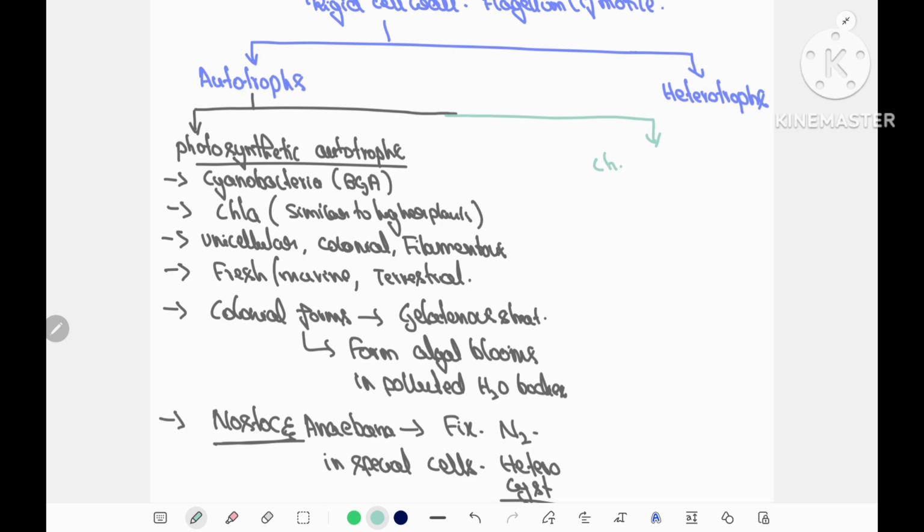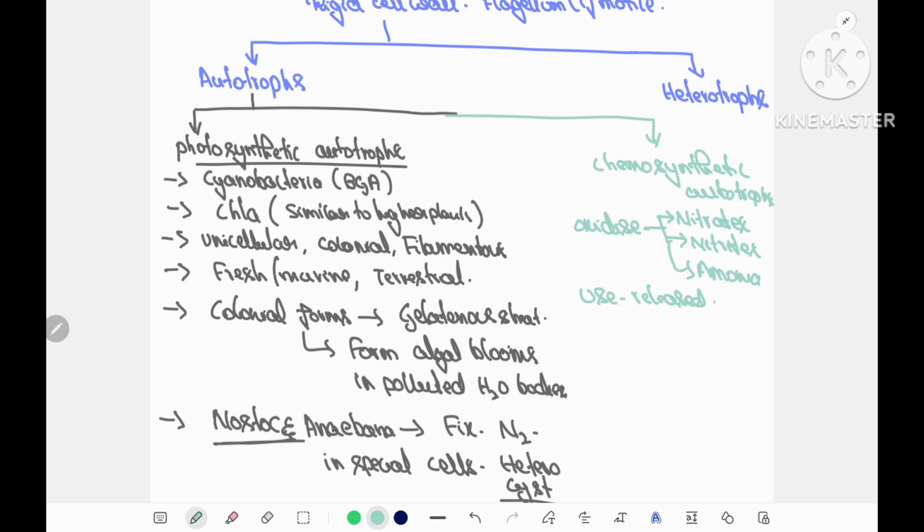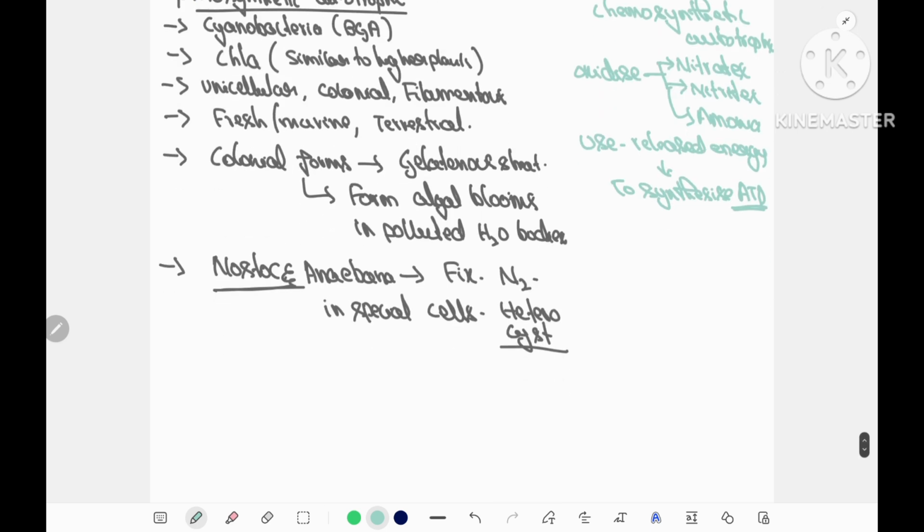Examples of cyanobacteria are Nostoc and Anabaena. They can fix nitrogen in special cells called heterocysts. So you have to remember the diagram of Nostoc given in the NCERT textbook, including the labelings. Gelatinous sheath is there, heterocyst is there. Then the second group of autotrophs are chemosynthetic autotrophs. They are called chemosynthetic autotrophs because they oxidize various types of inorganic matter like nitrates and ammonia and use the released energy to synthesize ATP.